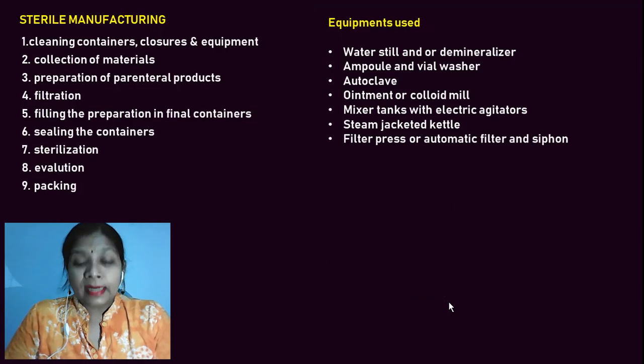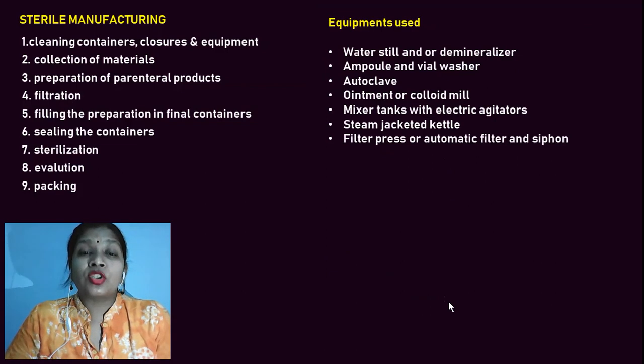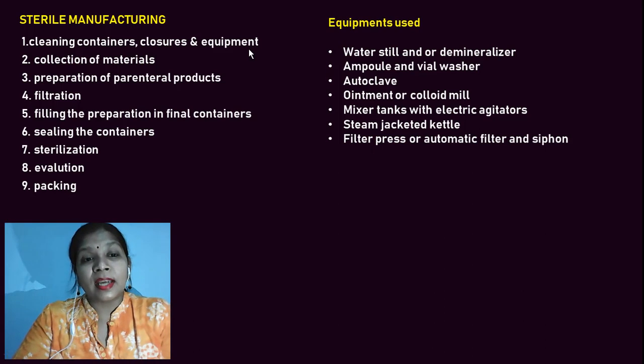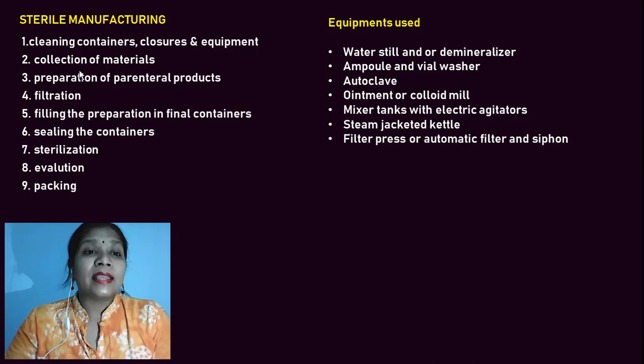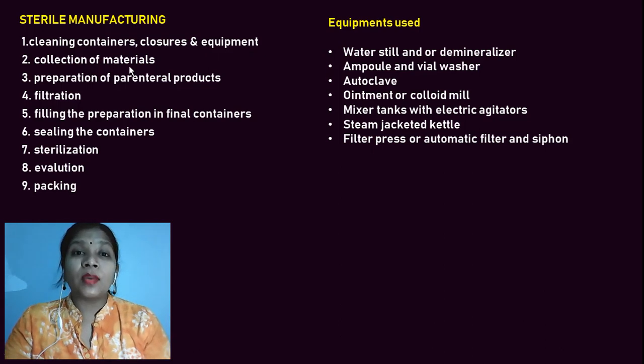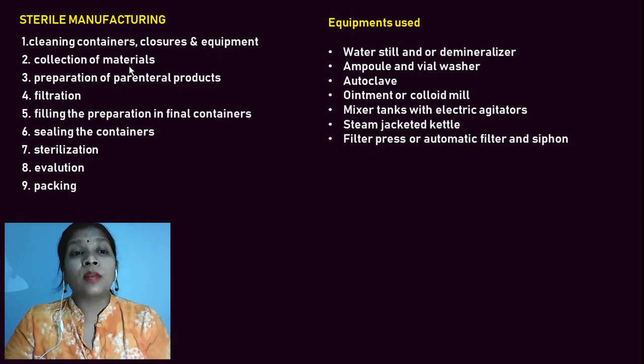Now, if you are entering sterile manufacturing, what are the general processes which should be done in sterile manufacturing? Here I have noted down that first is the cleaning of the containers, the closures and the equipment. This is the first step when you are starting any kind of sterile manufacturing. Next is collection of the material. It's a very important thing, as it's sterile manufacturing, from where you are collecting the material or who is your supplier should be of the utmost care.